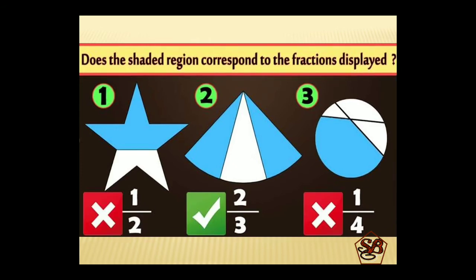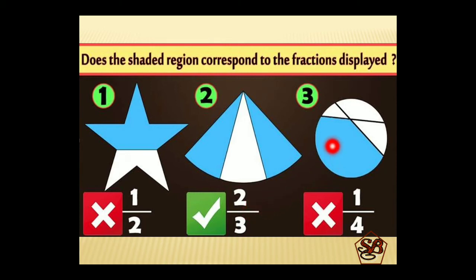Let's check out. No, in the first case, it is not the correct fraction. As I told you, fractions are only possible when the figure is divided into equal parts. In the first case, the star is not divided into equal parts. The upper part is bigger than the lower part. If we draw a vertical line, then it will be divided into equal parts. In this figure, the figure has been divided into 3 equal parts, and out of that 2 are shaded. So 2 by 3 is the correct fraction.